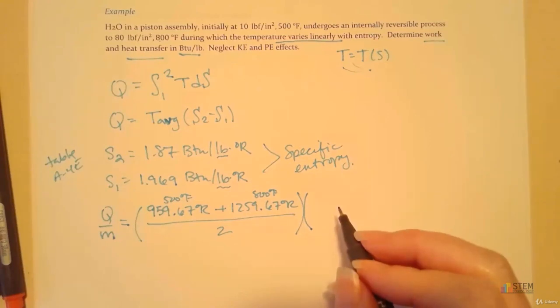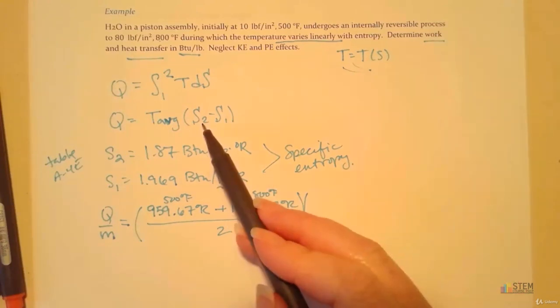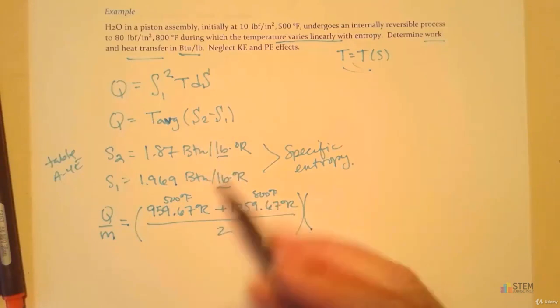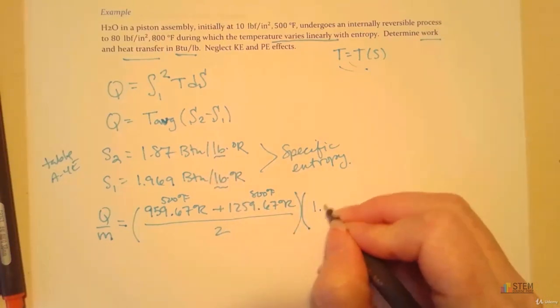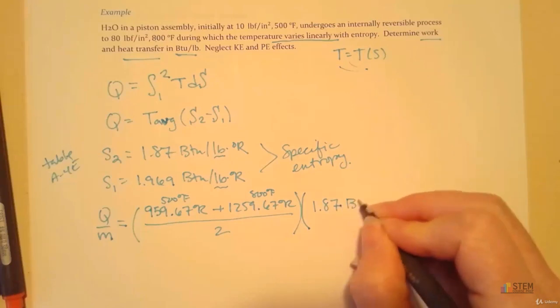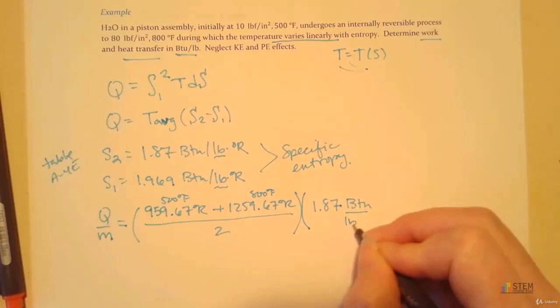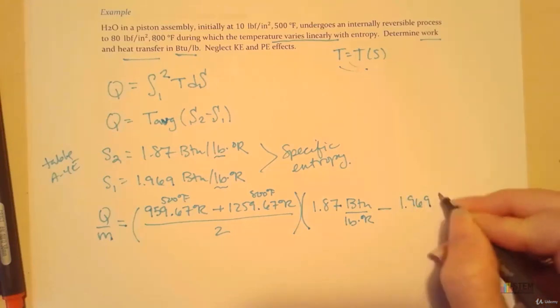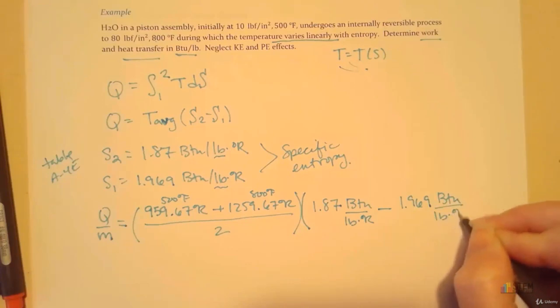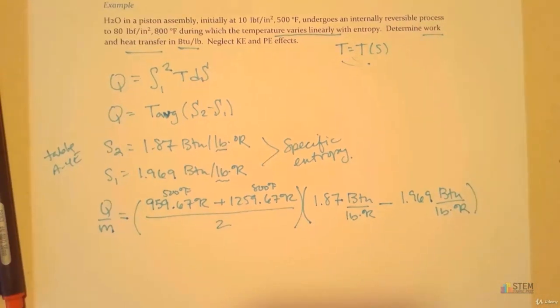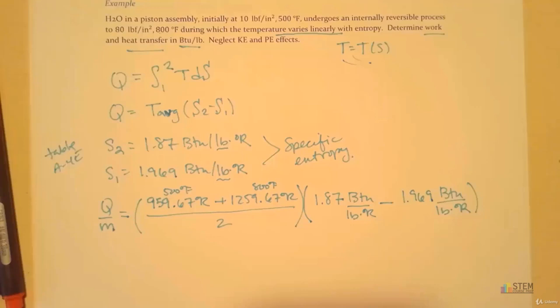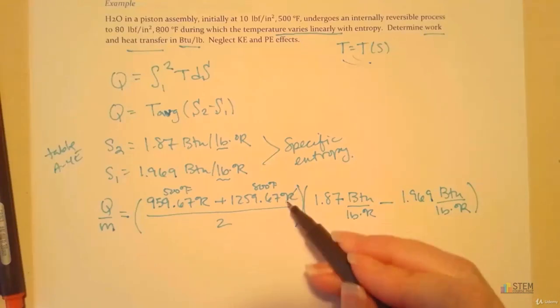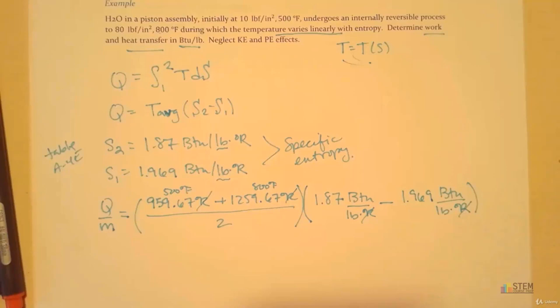Now we need to do S2 minus S1. Now this equation has regular entropy. We have specific entropy. Well, let's go ahead and write down what we have. 1.87 BTU per pound degree Rankine minus 1.969 BTU per pound degree Rankine. Now if you look at our units, we've got Rankine in all of these, so they cancel out. That's going to leave us with BTU per pound, which is what we wanted.